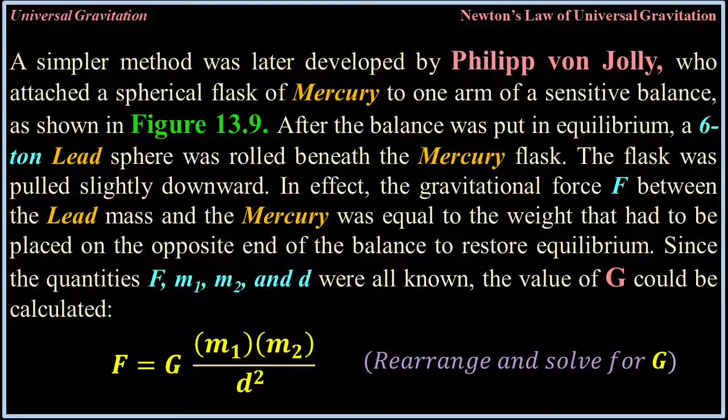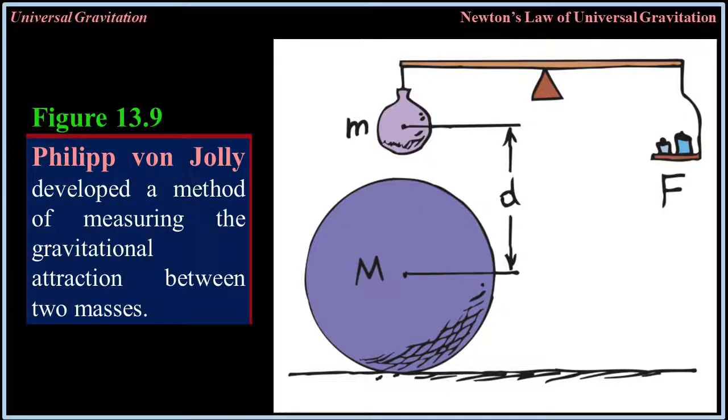A simpler method was later developed by Philipp von Jolly, who attached a spherical flask of mercury to one arm of a sensitive balance, as shown in figure 13.9. After the balance was put in equilibrium, a 6-ton lead sphere was rolled beneath the mercury flask. The flask was pulled slightly downward. In effect, the gravitational force F between the lead mass and the mercury was equal to the weight that had to be placed on the opposite end of the balance to restore equilibrium.